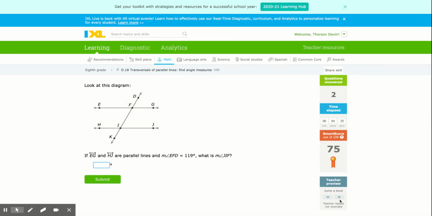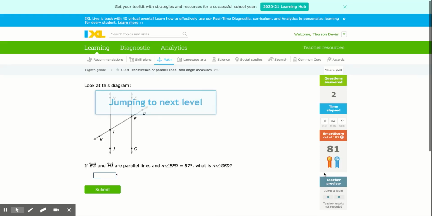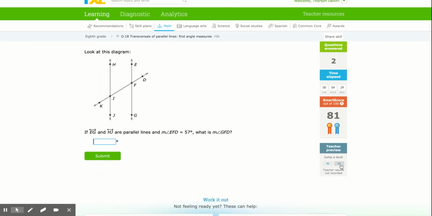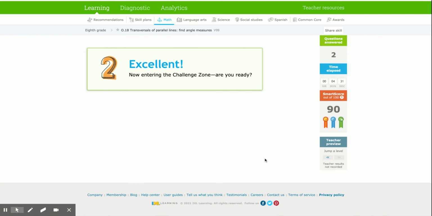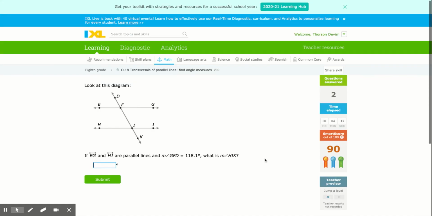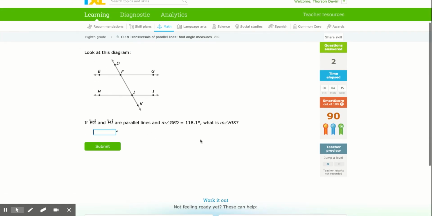Again, I'm going to jump ahead. Same exact concept, jump even into the challenge zone. But again, it's no different other than it looks like they've included a decimal. Ooh, a decimal. We can handle decimals. And it looks like they give us a larger angle, GFD. That angle there is 118.1 degrees.